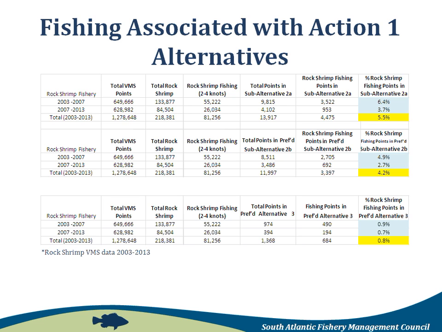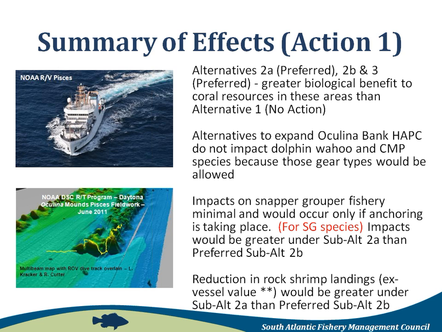And if you look at subalternative 2A under Action 1, for the entire time series of VMS points, and this series being points from 2003 to 2013, 5.5% of rock shrimp fishing points lie within this proposed northern extension identified in subalternative 2A. For preferred subalternative 2B, for the entire time series of VMS points, 4.2% of rock shrimp fishing points lie within this proposed northern extension. And for preferred alternative 3, for the entire time series of points, 0.8% of rock shrimp fishing points lie within a proposed western extension of the Oculina Bank.